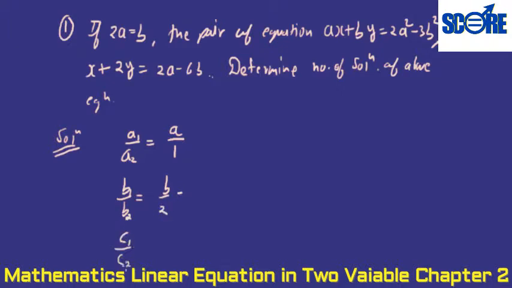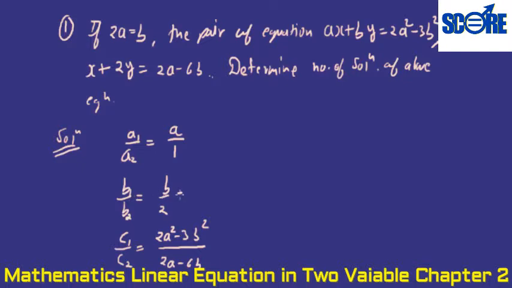Now we find c1 upon c2 as well. c1 and c2 are the constant terms. See here, in both the equations the constant terms are on the right hand side, so there is no need to shift them to the left hand side. We take them as they are: c1 is 2a square minus 3b square, and c2 is 2a minus 6b. Now, as a1 upon a2 is in the form of a only, we have to convert b into a. Then we can compare a1 upon a2, b1 upon b2, and c1 upon c2.